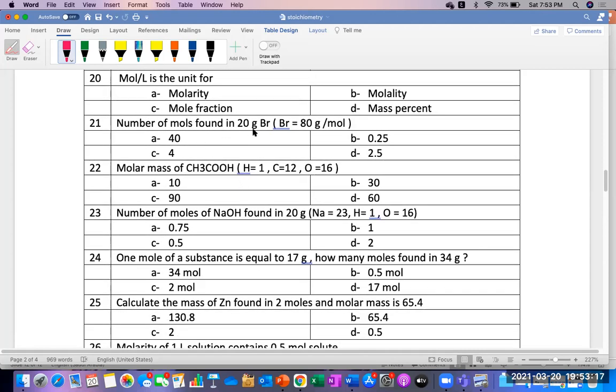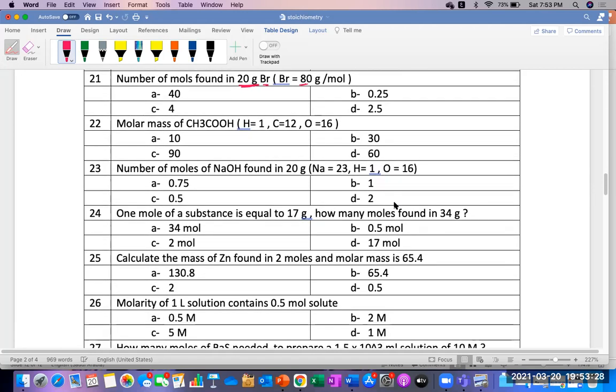So again, number of moles, and he gave you grams, so it means that you need only to divide the grams over the molar mass. And here he asked about Br, not Br2, so you don't have to multiply this by 2.